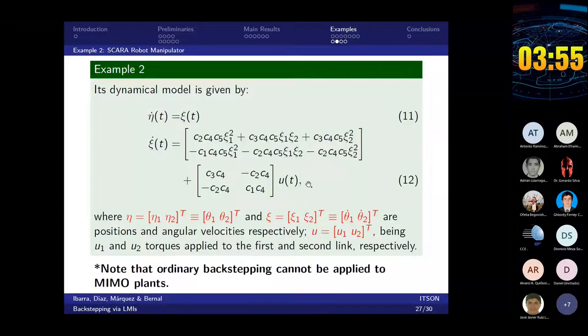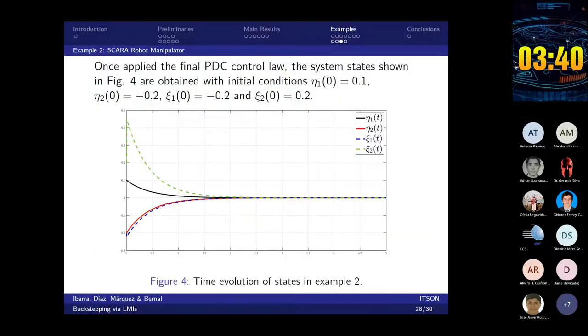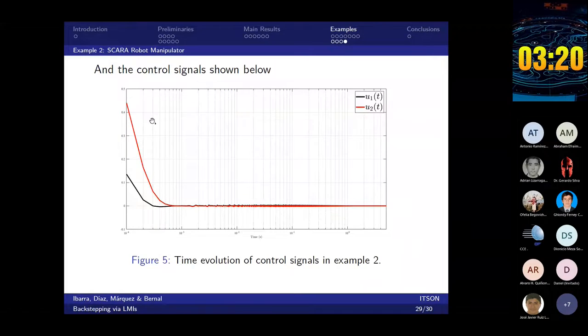So this problem cannot be solved with ordinary backstepping, because it cannot deal with MIMO plants. If we repeat all the procedure again and apply the final PDC control law, we obtain these trajectories of the states, only on the proposal, because we cannot apply this to the ordinary backstepping technique. All the states go to zero as expected, and the control signals as well. They behave as we expected.